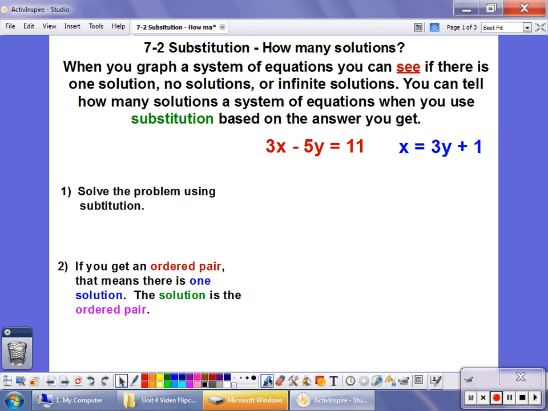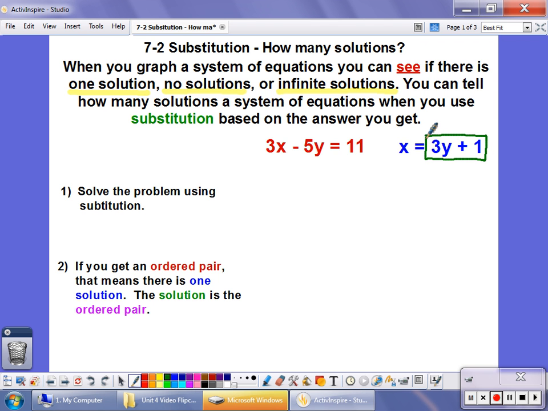When you make a graph using systems of equations, you can see if you have one solution, you'll have intersecting lines. No solutions would be parallel lines, or infinite solutions, which would be a set of coinciding lines. When you use substitution, you can still tell how many solutions you have. You just have to know what you're looking for.